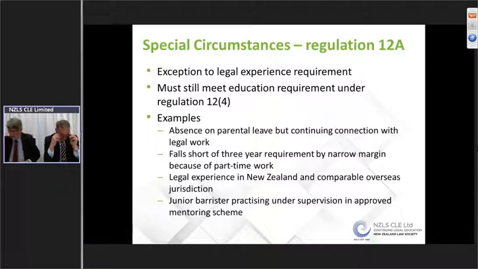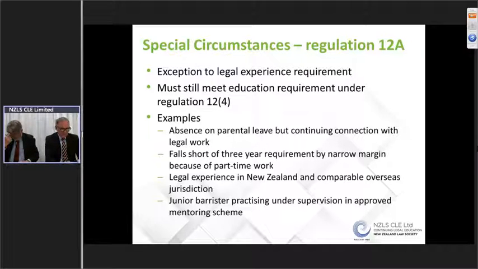Some examples I've set out there: absence on parental leave, but continuing connection with legal work, you'd have to show evidence of perhaps a significant amount of part-time work, attendance at CLE courses and the like. Falling short by a narrow margin, but having worked part-time consistently throughout the period would be a possible special circumstance. A combination of New Zealand legal experience and a comparable overseas jurisdiction, and a junior barrister practicing under an approved scheme.